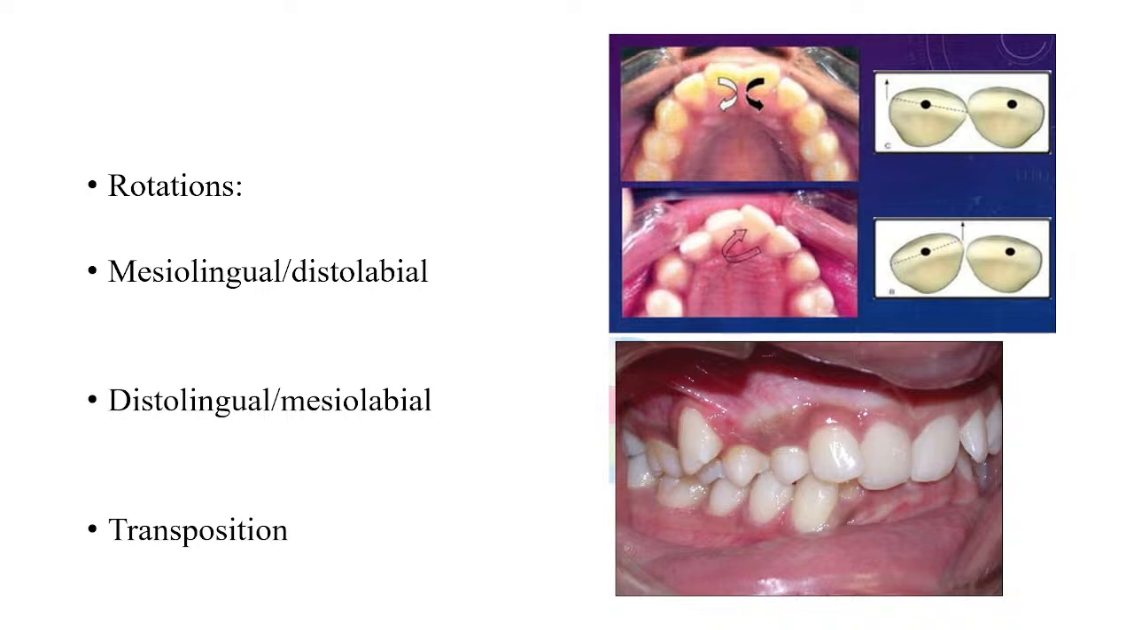Then we can have rotations. So it can be a mesiolingual or distobuccal, it can be a distolingual or mesiobuccal, and it can be a transposition. So what is transposition? Transposition basically means your canine has gone in the place of the premolar, and your premolar is in the place of the canine. Okay, you can see in this photograph, this is your canine which is far away. This is the central, lateral, premolars, and then the canine. So this can happen because of early loss of deciduous teeth.